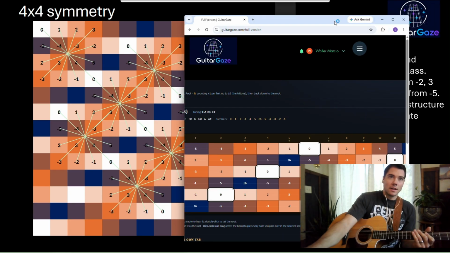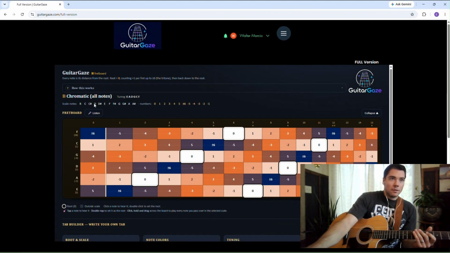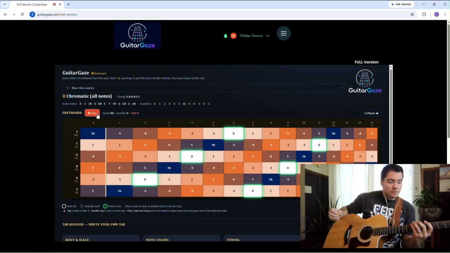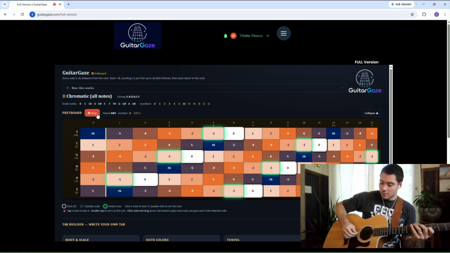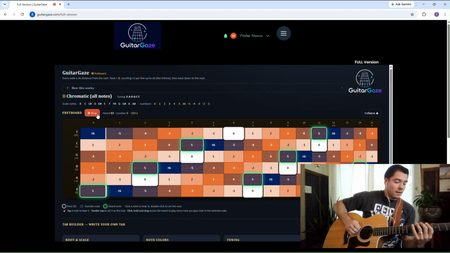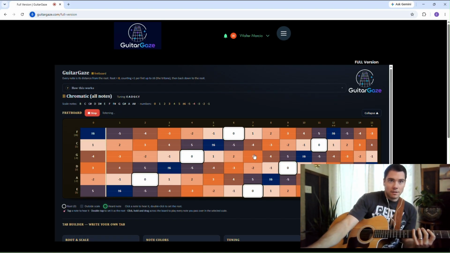So what this would look like, if we go back over to the Guitar Gaze platform and press listen, using the same root note, starting at 0, going up to the other corner, 3 frets back and 3 frets up. Now I'm just going to mess around in that Dorian mode, and you can see what it looks like in this 4x4 box here.